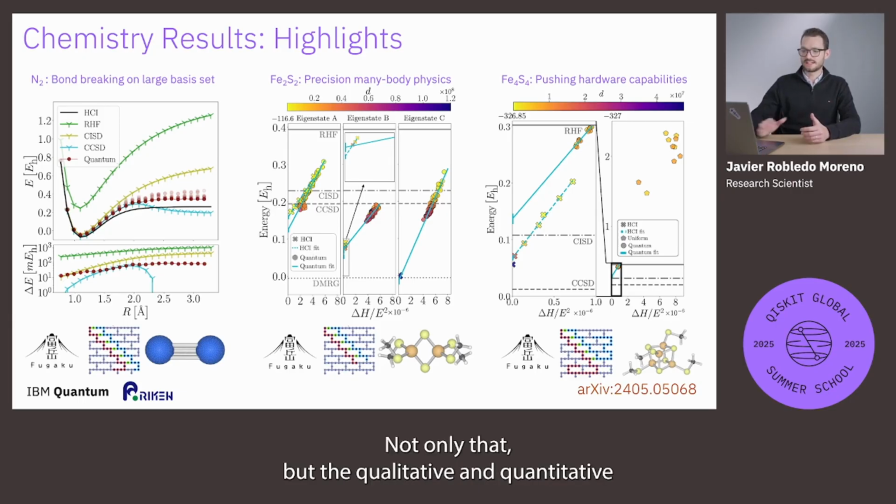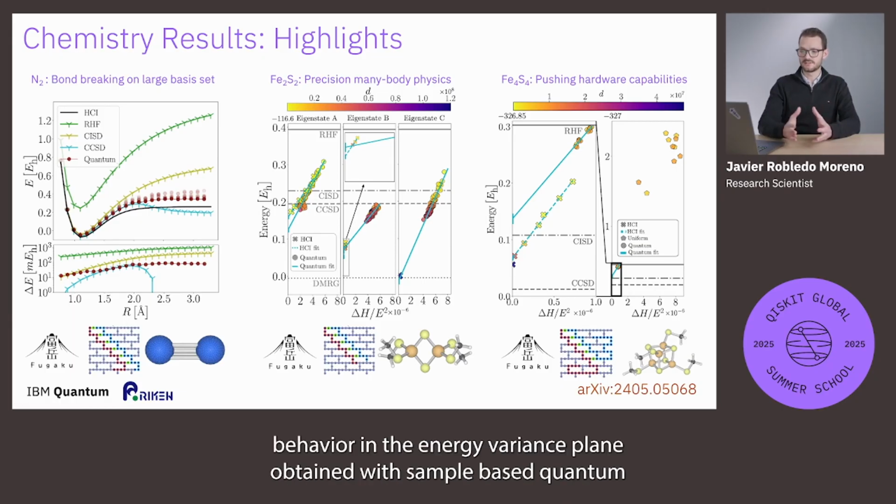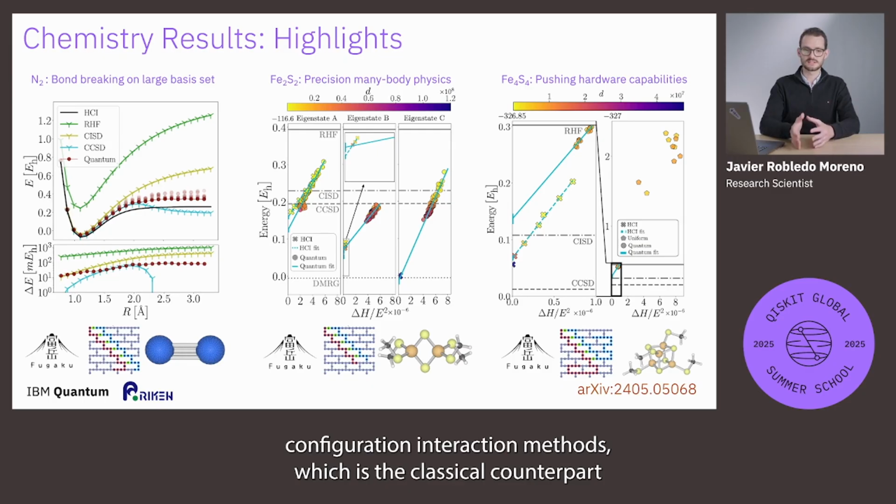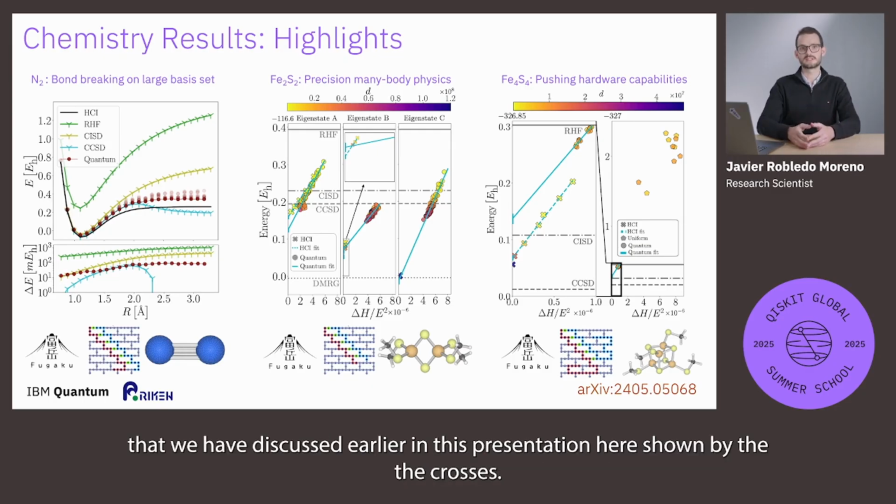Not only that, but the qualitative and quantitative behavior in the energy variance plane obtained with sample-based quantum diagonalization is in very good agreement with the selected configuration interaction methods, which is the classical counterpart that we have discussed earlier in this presentation, here shown by the crosses.